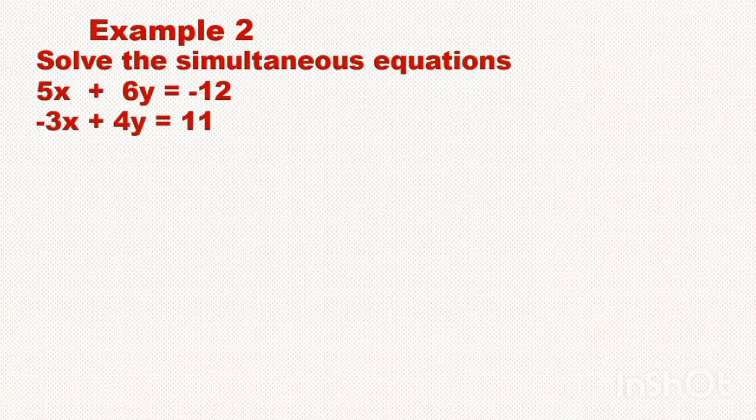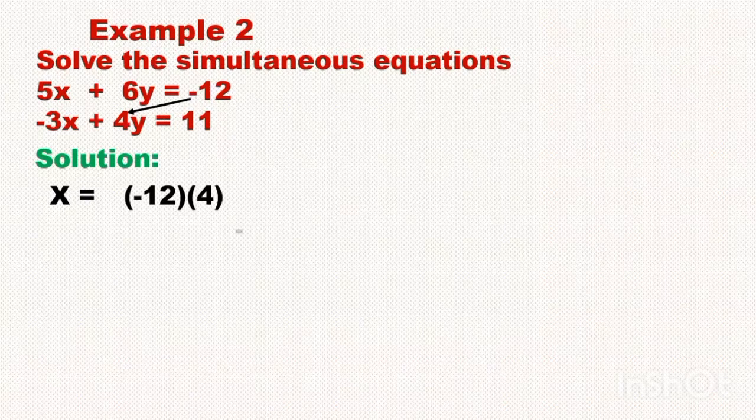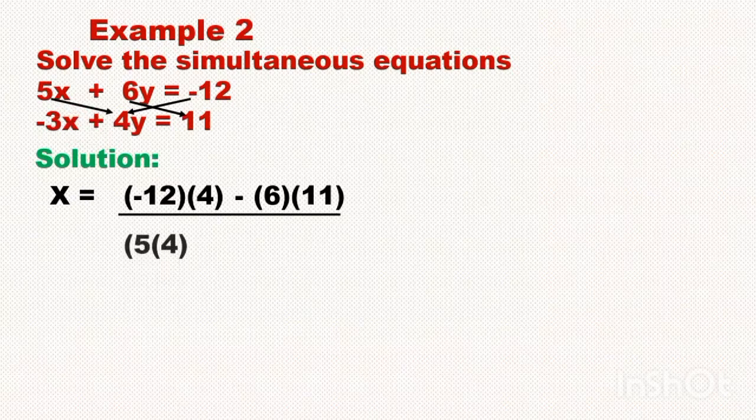Let's go to the second question. Solve the simultaneous equations 5x plus 6y is equal to minus 12, minus 3x plus 4y is equal to 11. Now, how do we get the value of x? Minus 12 times 4, minus, now multiply 6 by 11, over, now multiply 5 by 4, minus, multiply minus 3 by 6.